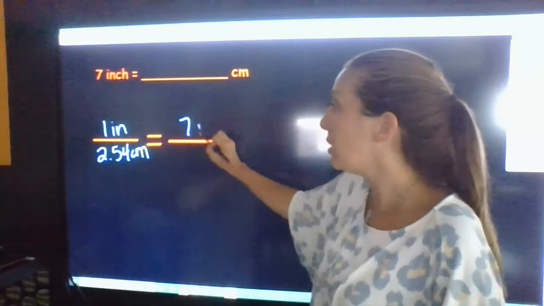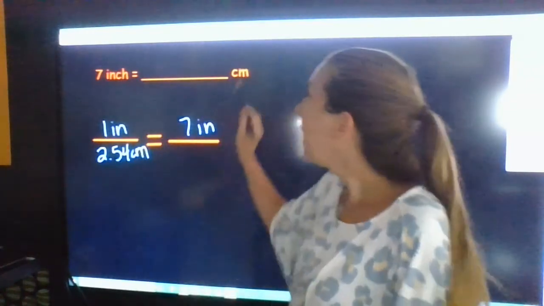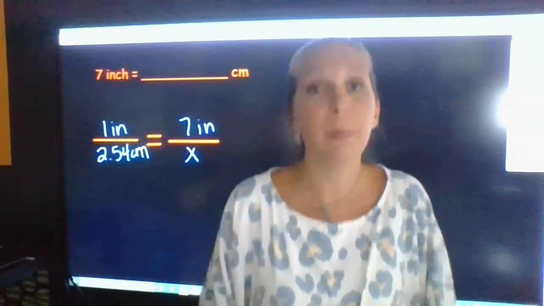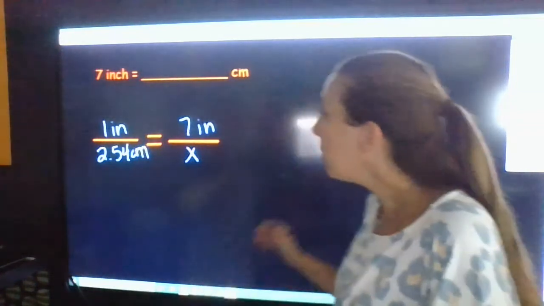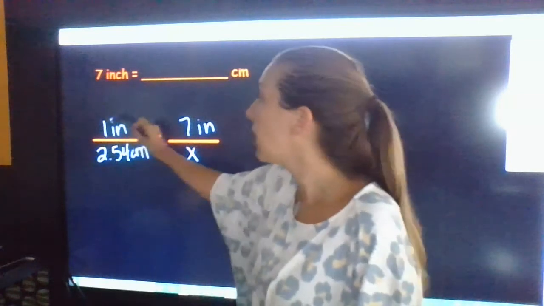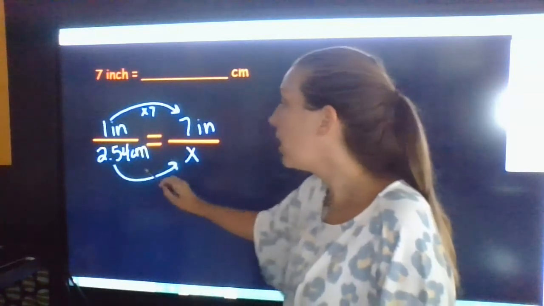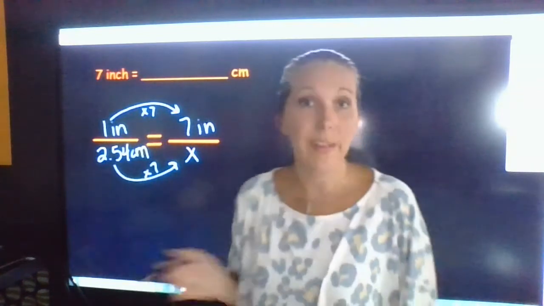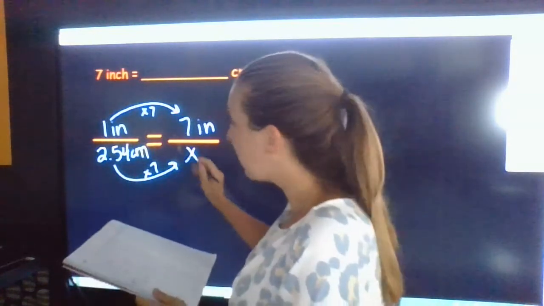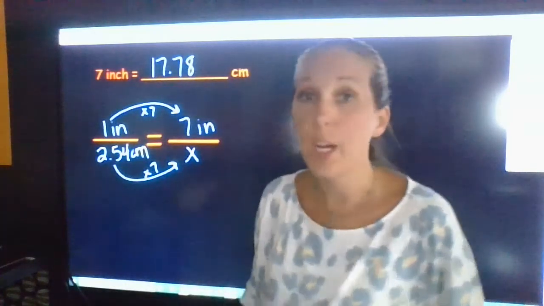So we're going to put 7 inches on top because that's where our inches is located on the left side of our equal sign. And then we're going to put an X down here for our centimeters because we don't know what that is. And we put a variable in the place of something we do not know. So then we can crisscross multiply here if you would like. But on this one, it would be very simple for us just to say 1 times 7 is 7, so 2.54 times 7. So that would be our easiest way. Not our only way, but our easiest in this one. So when you say 2.54 times 7, we get 17.78, or 17 and 78 hundredths.